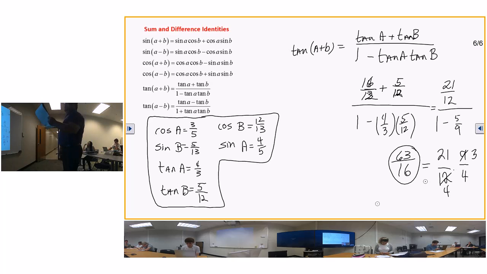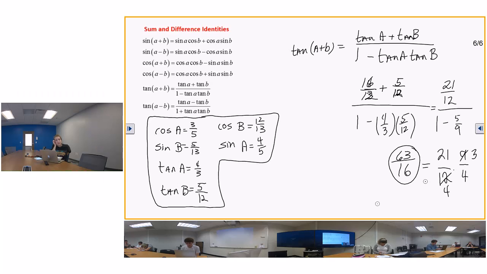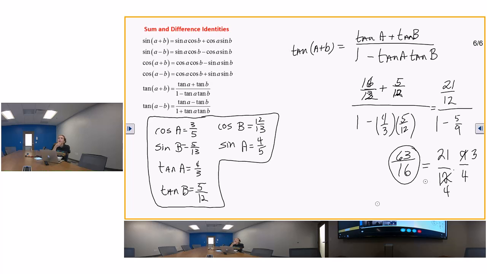Oh, I did A plus B. I did A minus B in my notes. What did it ask for? A plus B or A minus B? Well, we did A plus B. I know, but what did I ask for in the original screen? Originally, you asked for tan A minus B. So you do A minus B.